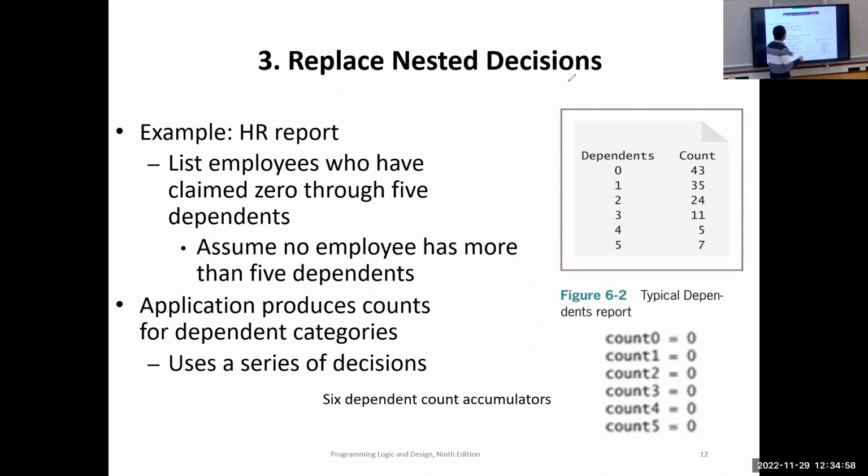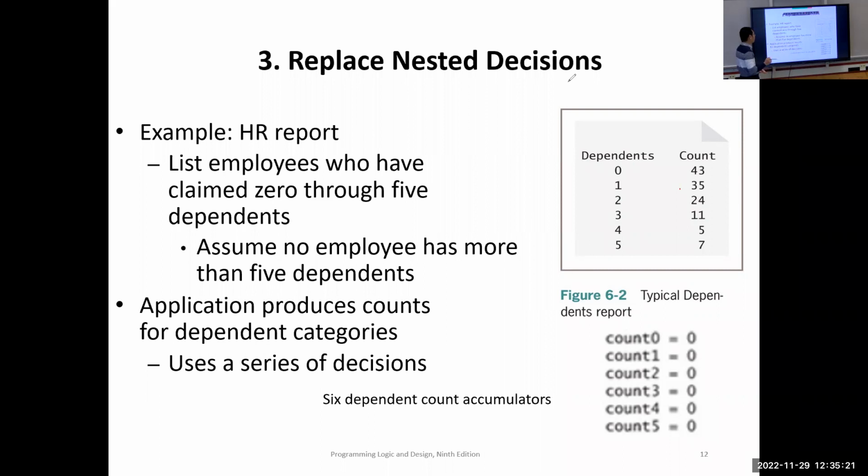You have to do statistics, and you have to find out. You have 43 employees with no dependent. Right? You have 35 employees with 1 dependent. You have 24 employees with 2 dependents, and so on. Right? Okay. So how can you do it here?